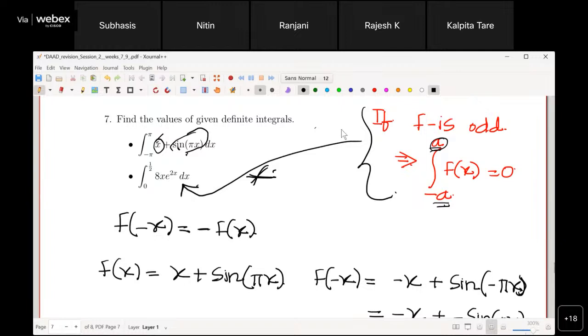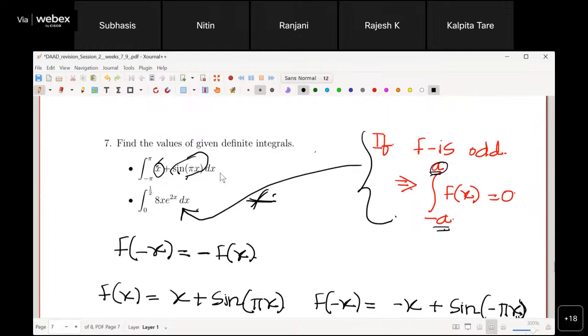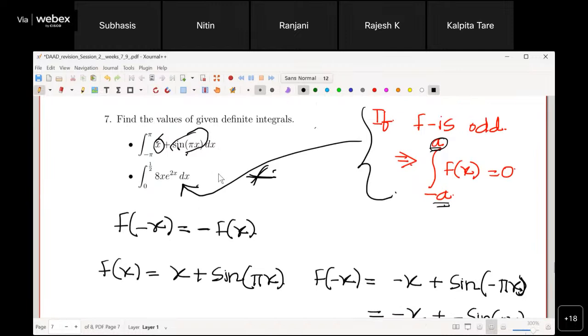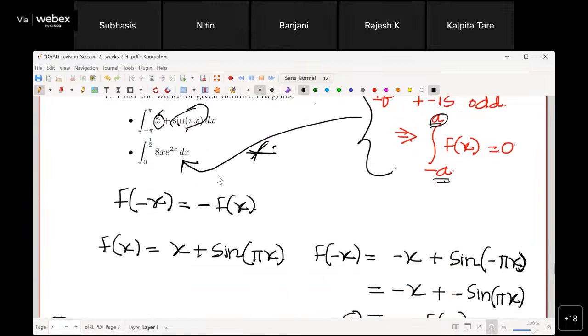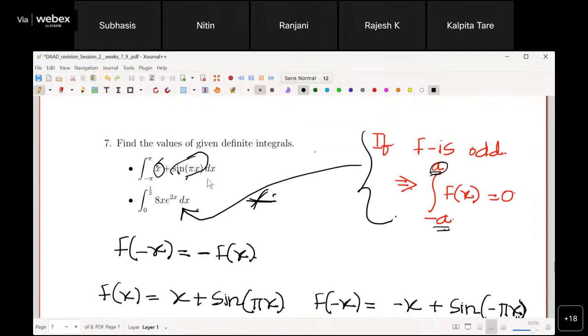Subhashish, I think these odd and even properties are defined on minus infinity to infinity, or we can say minus a to a, these types of limits only. On that basis, we can check those conditions. Otherwise, we don't need to.